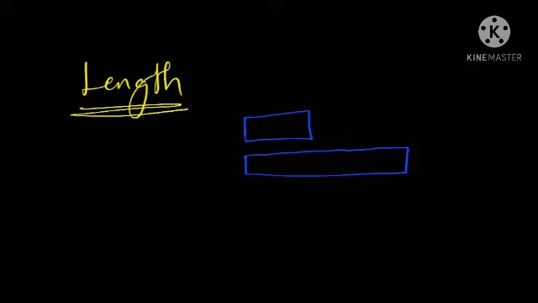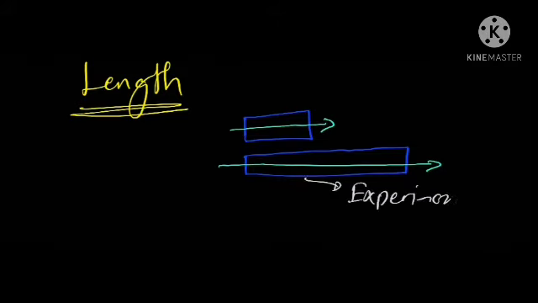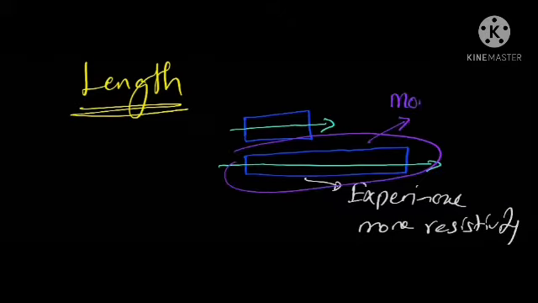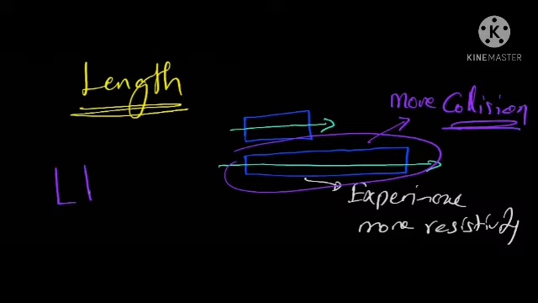Let's take two metal rods of the same material, as in they have the same resistivity and the same area, but differing length. One is a longer rod than the other. So here the current has to flow through the entire length of the metal rod. It's pretty obvious that the longer rod is going to experience more resistivity than the shorter one, since the electrons are going to experience more collisions over the longer rod. Hence, we can say as the length increases, resistivity increases.